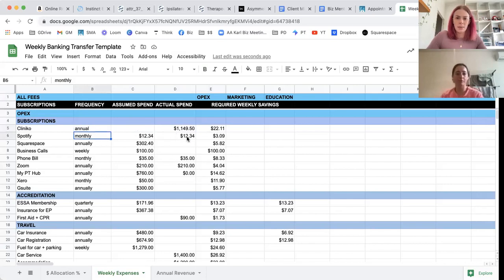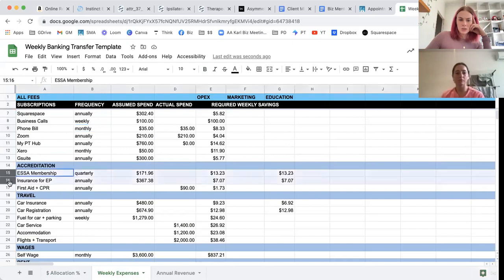But then Spotify, I pay monthly. So my actual spend is $12.34 a month, which equates to this divided by 4.3. And then obviously if you've got weekly, it's just as is, because this is all weekly. So this is an example of business calls, as in your calls with me, if they were $100 a week or whatever it is. Your phone bill, your Zoom, you just basically put all your subscriptions in here, and you can obviously adjust this on the fly every week. You sign up for something else, you add it. You take something else away, you remove it. So this is a constantly updating chart.